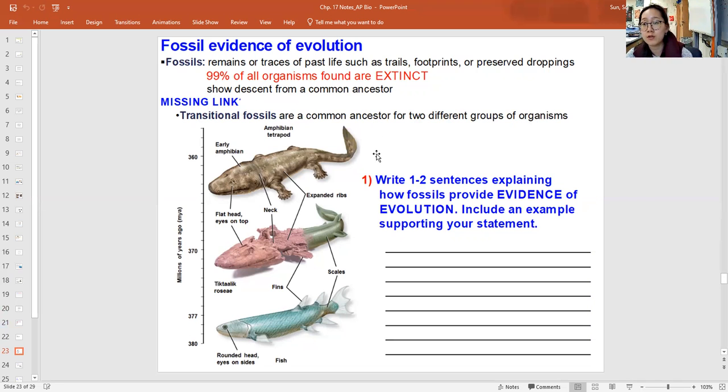So you're confused about why there are these 2 different species because you didn't find the link that connected the branching out from the 2 of them. So I want you to summarize overall how fossils are used as evidence for evolution. So pause and go ahead and summarize that.